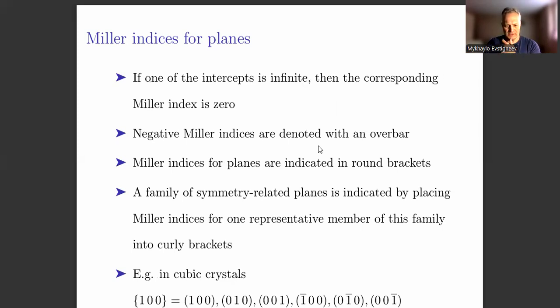Here are some things that I have already said. If one of the Miller indices turns out to be 0, that means that a plane is parallel to a particular coordinate axis. So this is the coordinate axis, this is the plane, they are parallel to each other. That means that they intersect at infinity, and 1 divided by infinity is 0.